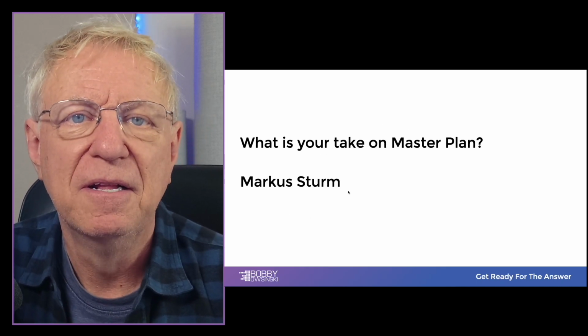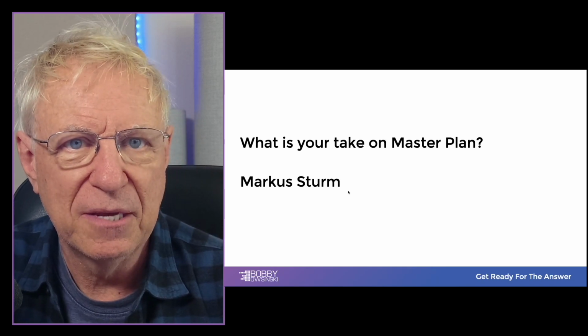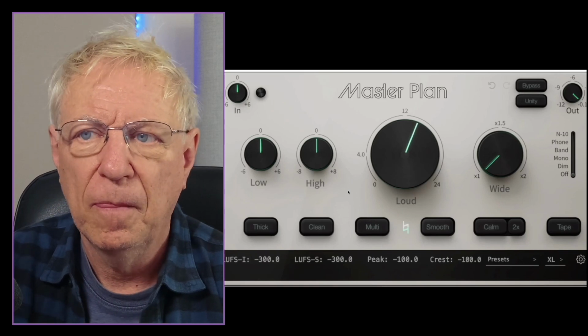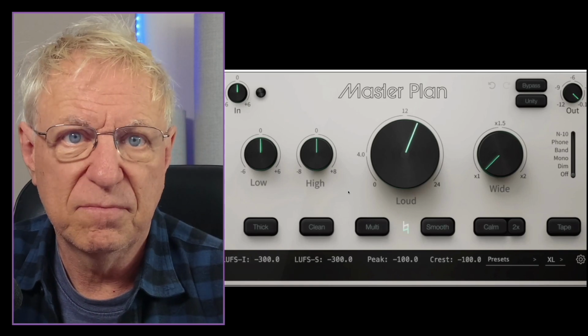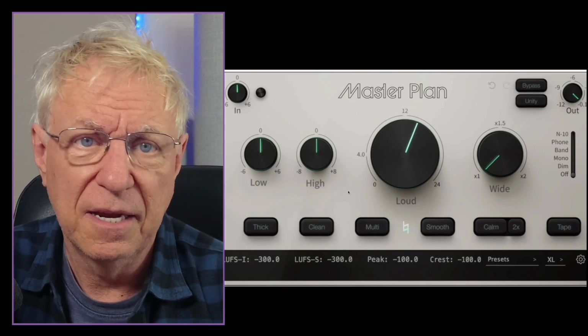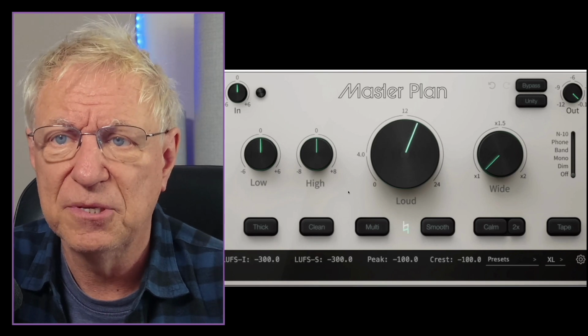From Marcus, what's your take on Master Plan? Master Plan is a mastering compressor limiter. This is what it looks like, and it's fairly new. It only came out, I think, mid last year. It's really good. I quite like it a lot. It does exactly what it's supposed to do.